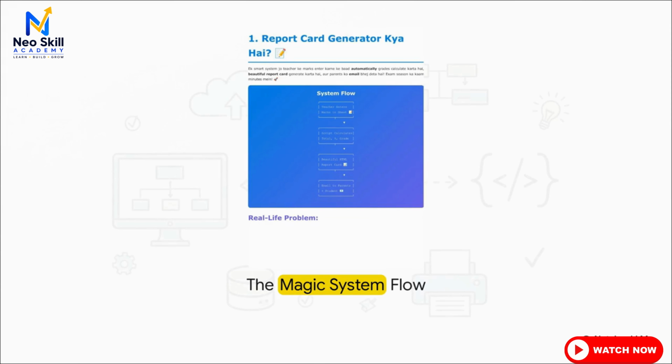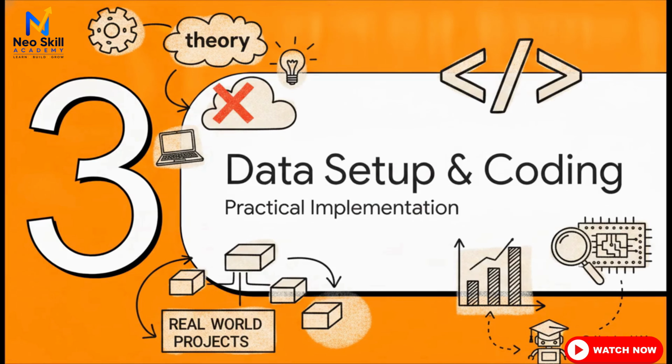So, let's see how the system flow actually works. It's quite simple, really. The teacher just enters the marks into a Google Sheet. That's it. Then, our script runs in the background, calculating the total, the percentage, and the grade. Next, a beautiful HTML report card is automatically generated. And the best part? An email flies straight into the parent's inbox. No extra steps needed.